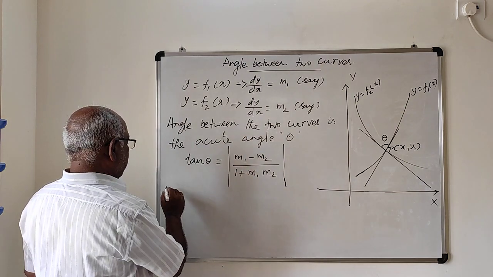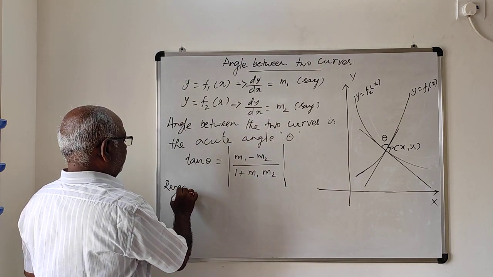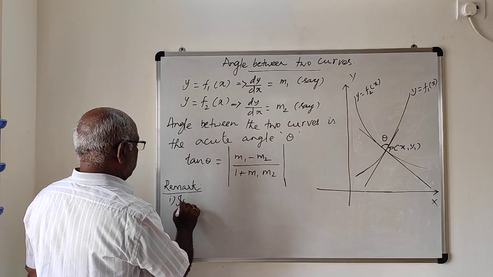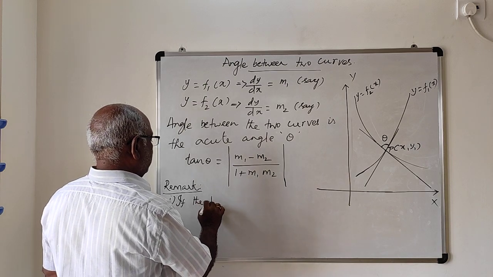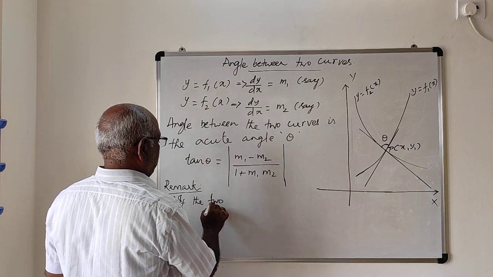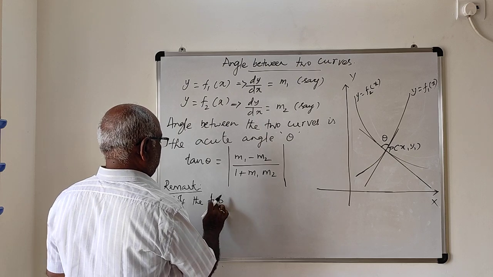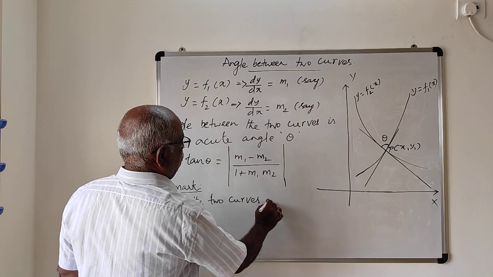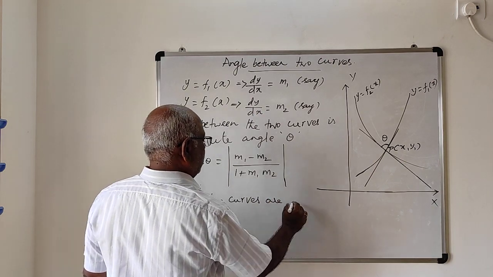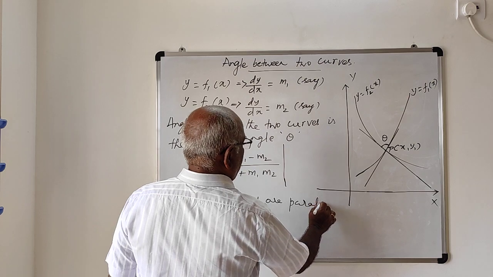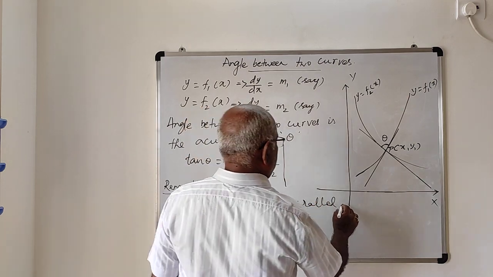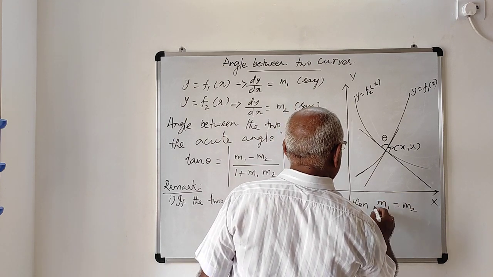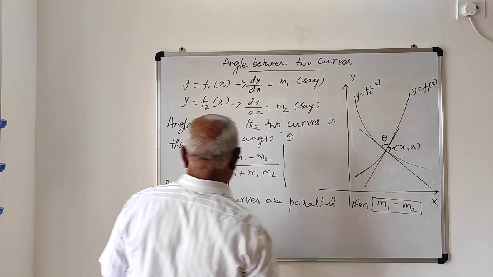Remark: if the two curves are parallel, then the slopes are equal, m1 equal to m2.